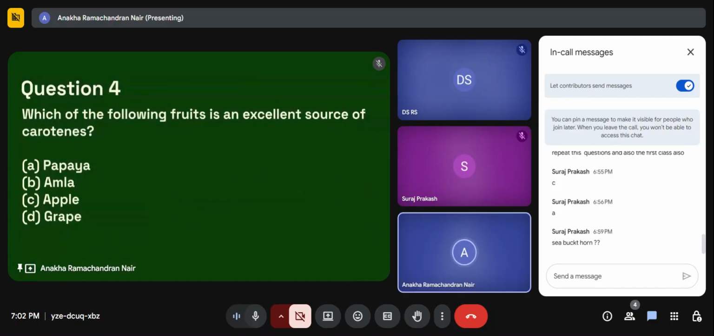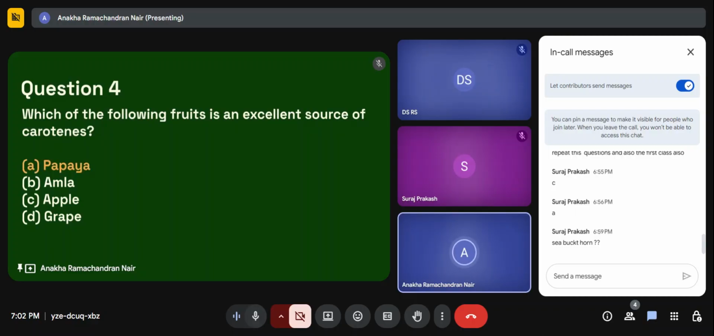So let's move on to question number 4. Which of the following fruit is an excellent source of carotenes? There are four options: papaya, amla, apple, and grape. Do you want to try guessing the answer? This is a very straightforward question. Ma'am, papaya. Papaya? Yes. So the correct answer is in fact papaya.